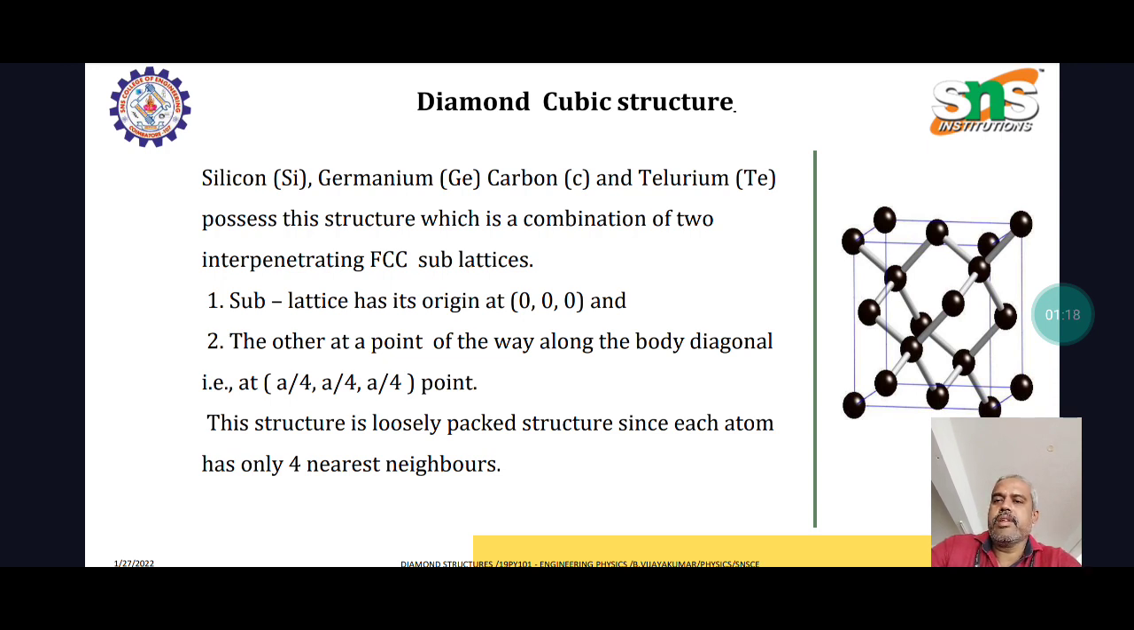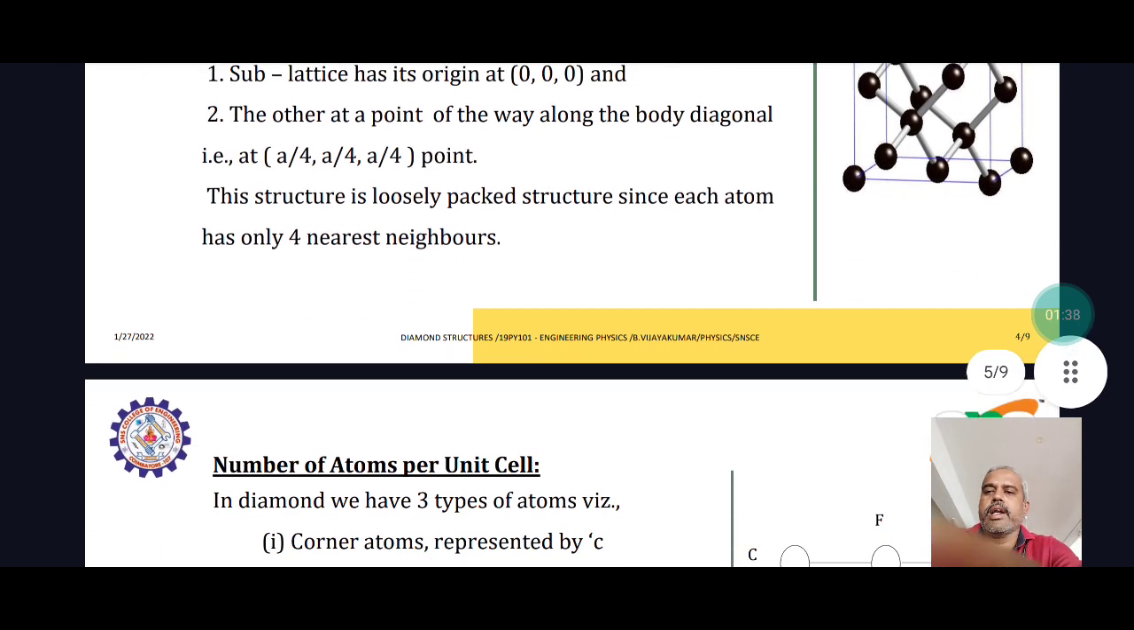One sublattice has its origin at 0, 0, 0 and the other at a point along the body diagonal, a by 4, a by 4, a by 4. That means the site is formed at a quarter point of the diagonal. So the structure is a loosely packed structure, since each atom has only 4 nearest neighboring atoms.